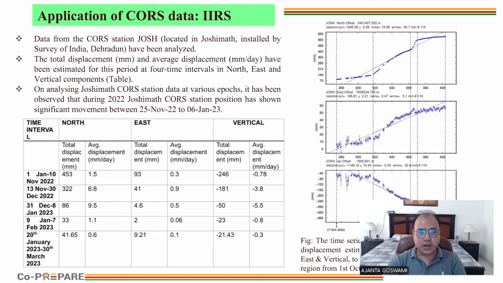And you could see total displacement in millimeter, and average displacement, which is millimeter per day, for north, east, and vertical. This figure shows the x-axis stands for Julian day, and this is displacement in millimeter. Here, the dates are given, and this is the time when the subsidence could actually be mapped.